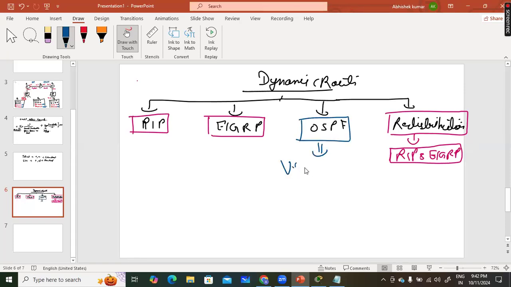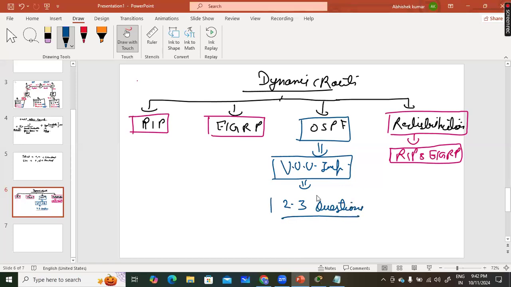This protocol is very, very, very important. Make sure not to miss these classes. Especially don't miss the class on OSPF, because in an interview, let's say 2 to 3 questions will definitely come from here. This protocol is something we're going to start from Monday.